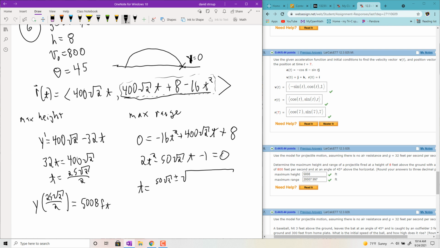So probably the positive one is the only one you need. So negative 50 root 2 squared minus 4 times a times c all over 2 times a, which is 4. Computing that turns out to be 35.369 for the time. And then for the range, you just plug that into the x component. So x of 35.369 is going to be 400 root 2 times that. I got that figured out already. It's 20,007.997.